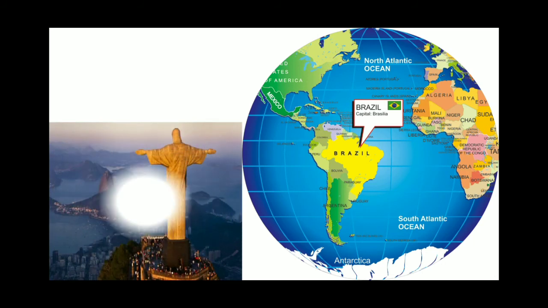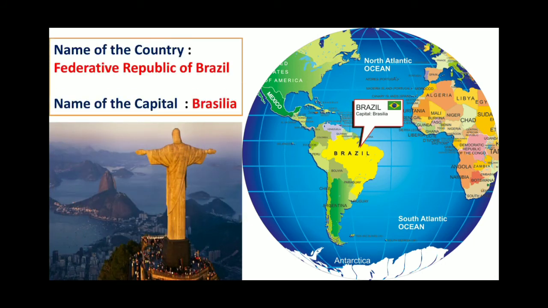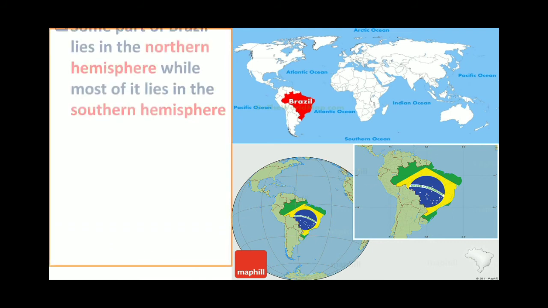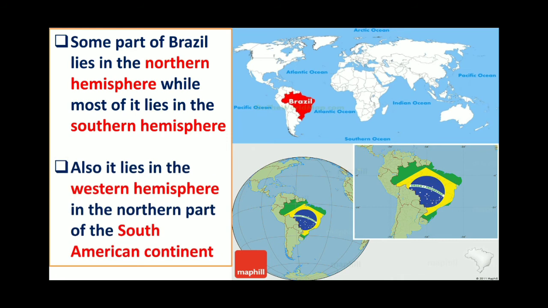Now about Brazil. Name of the country, Federative Republic of Brazil, and name of the capital, Brasilia. Some part of Brazil lies in the northern hemisphere while most of it lies in the southern hemisphere. It lies in the western hemisphere in the northern part of the South American continent. To understand this, you have to observe these images.